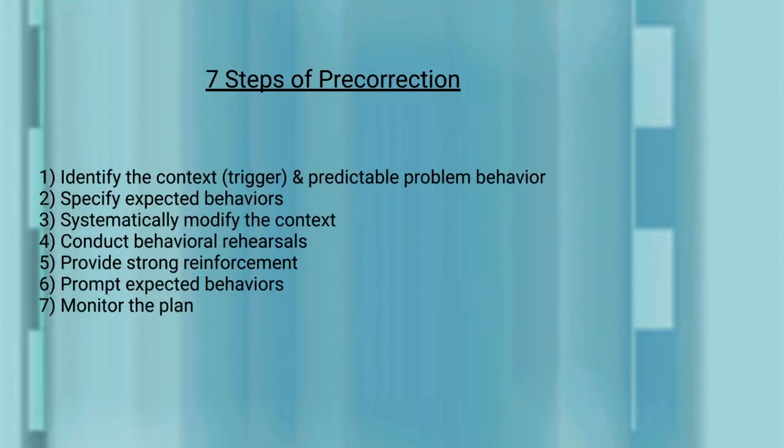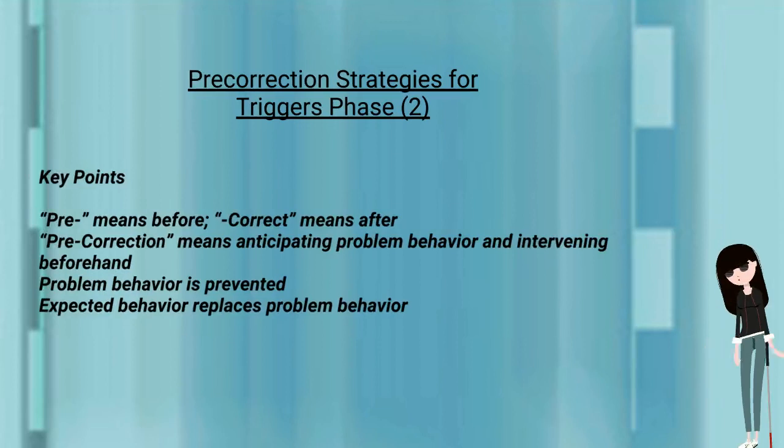Identify the context and predictable problem behavior. Specify expected behavior. Systematically modify the context. Conduct behavioral rehearsals. Provide strong reinforcement. Promote expected behaviors. Monitor the plan. Pre means before, correct means after. Pre-correction means anticipating problem behavior and intervening beforehand. Problem behavior is prevented, expected behavior replaces problem behavior.